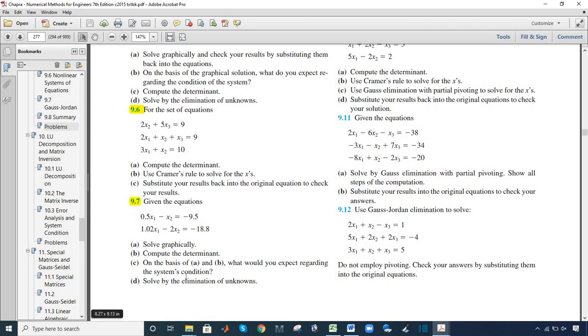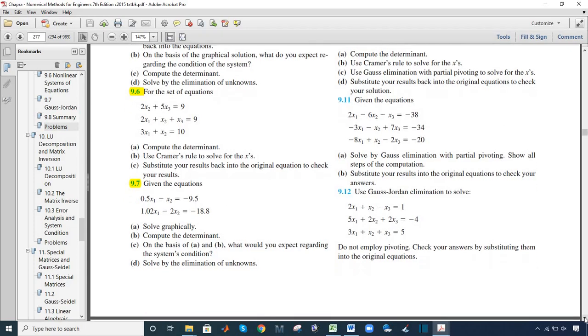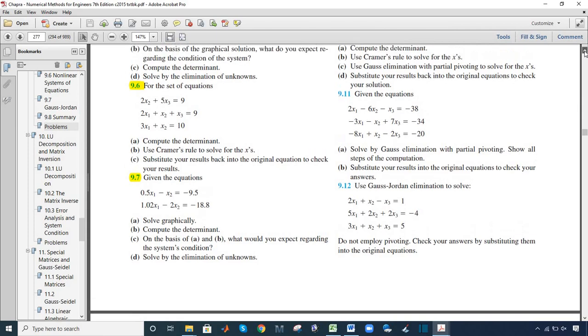When you draw the graph of these two equations, you will observe that this is also an ill conditioned system, almost the same as the previous one. And solve by elimination of unknowns: you have to solve this part using equations 9.10 and 9.11, as in the previous question 9.5. Move toward the next question.